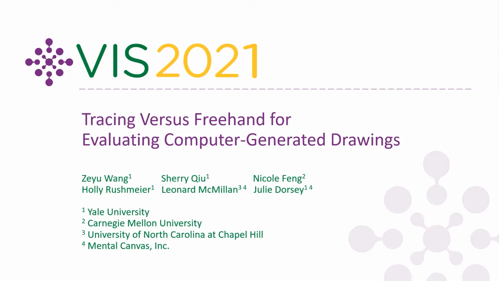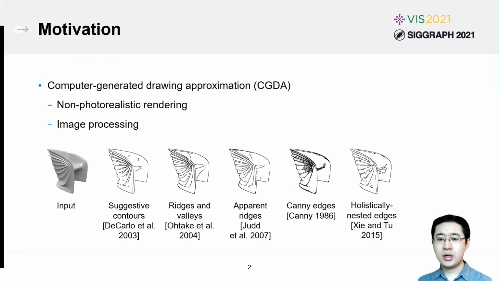We present Tracing versus Freehand, an analysis using a new dataset to understand similarities and differences between tracing and freehand drawing, as well as to evaluate computer-generated drawing approximations. The computer graphics community has long been interested in developing methods to approximate what people draw.